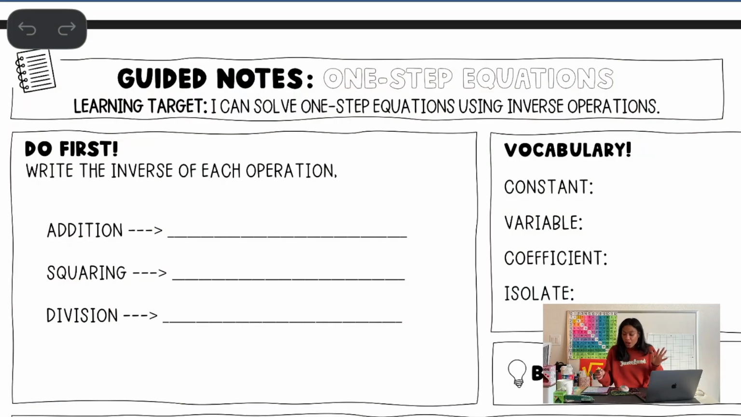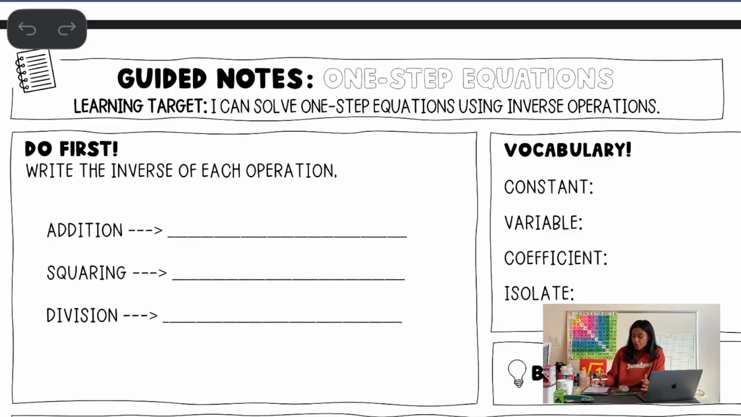All right. So, first things first, we always want to start with our learning target. Why are we here? What are we doing? Today's is I can solve one-step equations using inverse operations. We're going to be talking about inverse operations a lot over the next few lessons. A lot of times we use the word opposite or the reverse, but inverse is going to be the most mathematically correct term to use there.